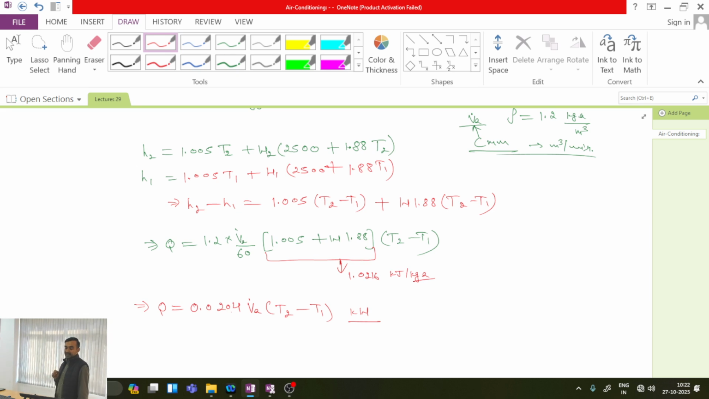You are not heating dry air. If you heat dry air, then simply 1.005 will come. You are heating moist air. So if you heat moist air, then this much amount of heat you have to give. Now in this process, you can see that your humidity W1 and W2 were the same. So if W1 and W2 were the same, how will you represent this process on the psychrometric chart?